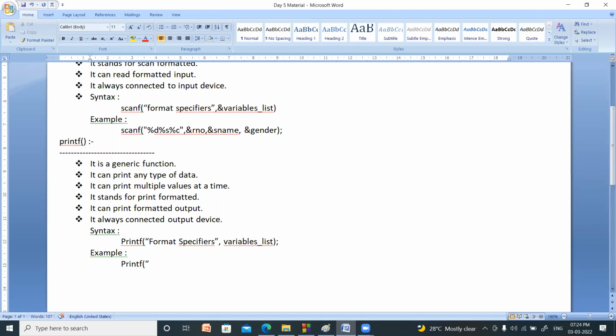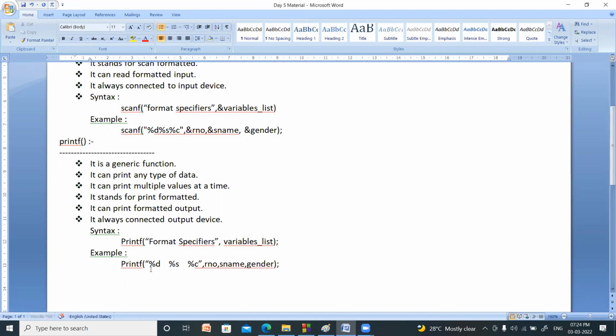Printf. Roll number means integer, so %d. Give some space. After that, you have to print the student name. Name means string, so %s. Give some space. After that, you have to print the gender. Gender means character, %c, comma. You have to get the data from roll number, sname, and gender.